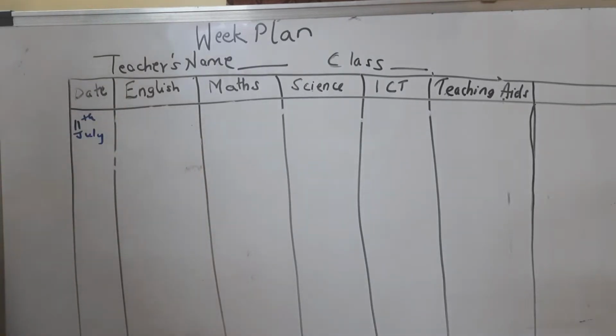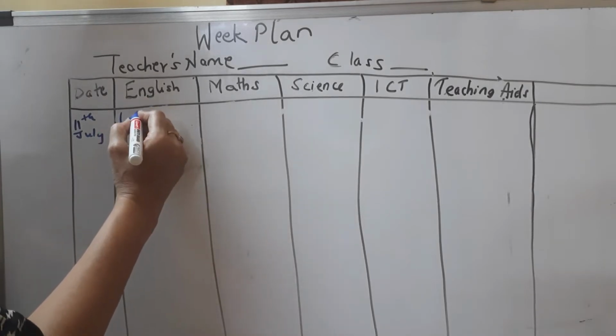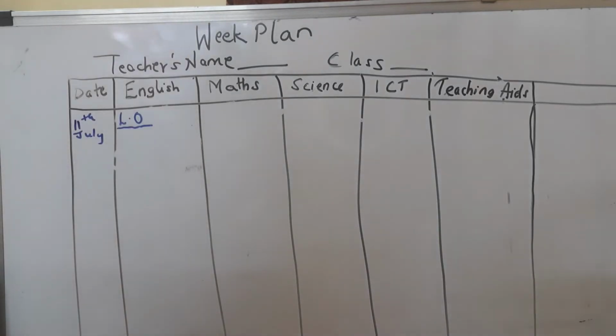So in English, first I will be writing my learning objectives. So what do I mean by learning objectives? I have already shared in my previous videos. Learning objective is what is your motive to teach the lesson, or what should be the end result after doing whatever you are going to teach today in this English chapter.